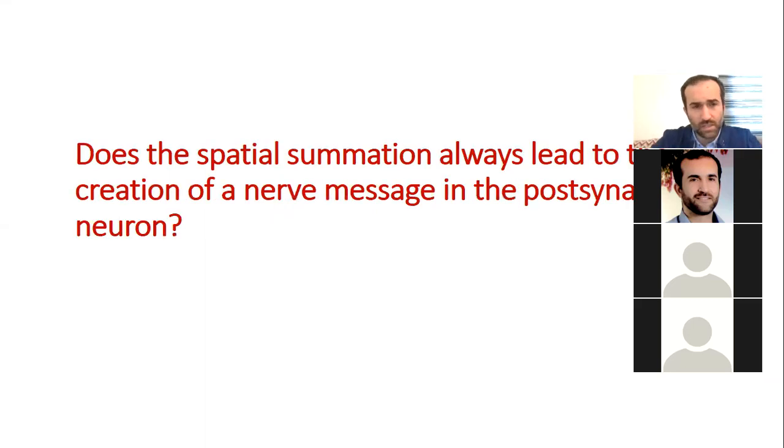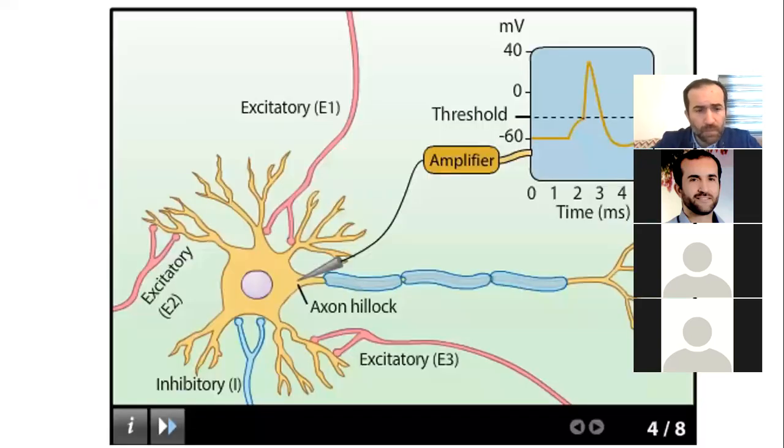Now I have to ask you a question. Does the spatial summation always lead to the creation of a nerve message in the postsynaptic neuron? What do you think? No. It must be above the threshold. Yes, a very important thing: the spatial summation should give me an EPSP higher than the threshold.